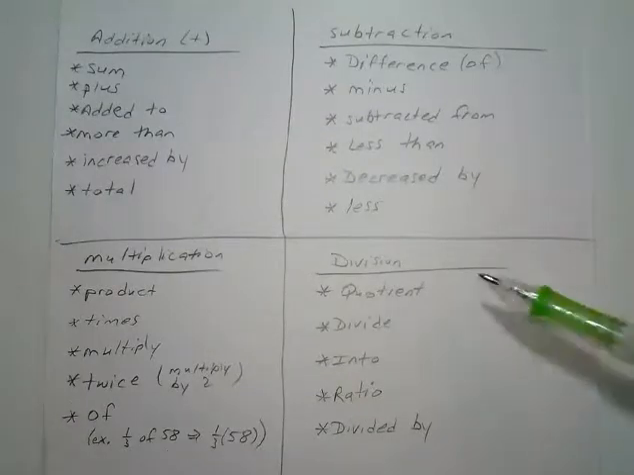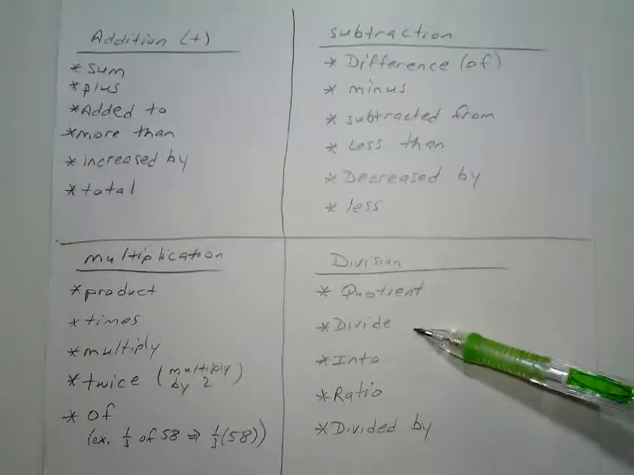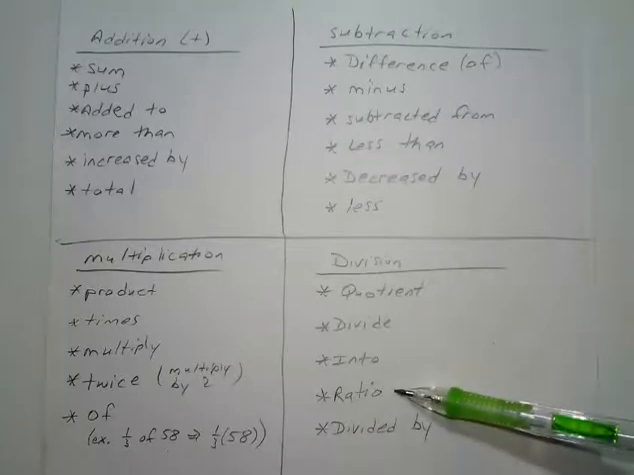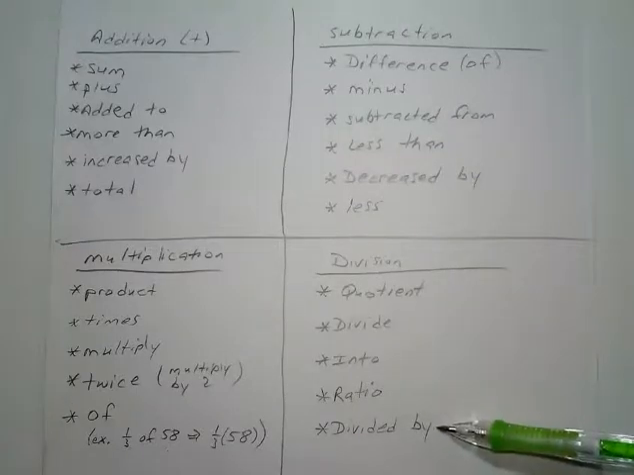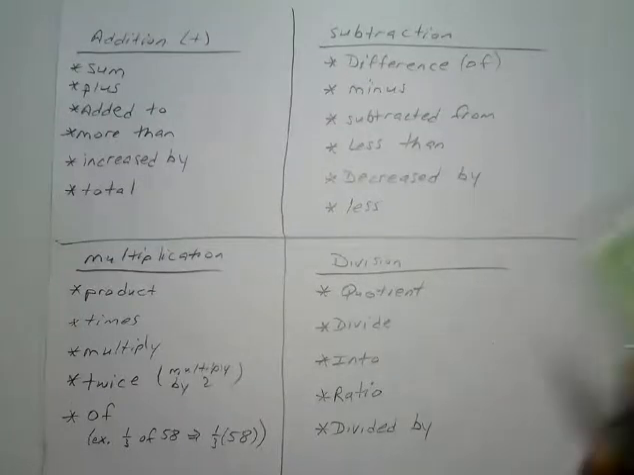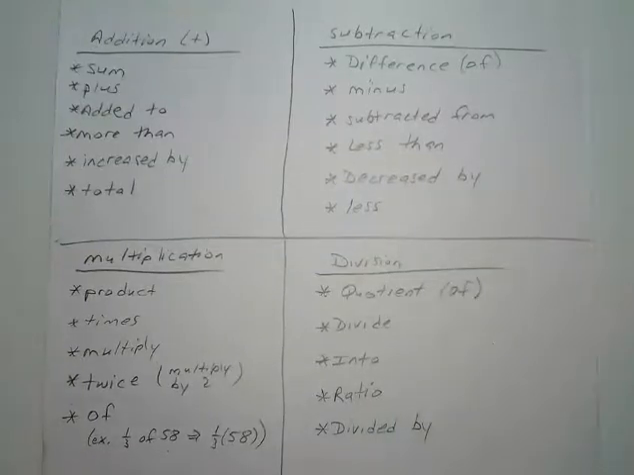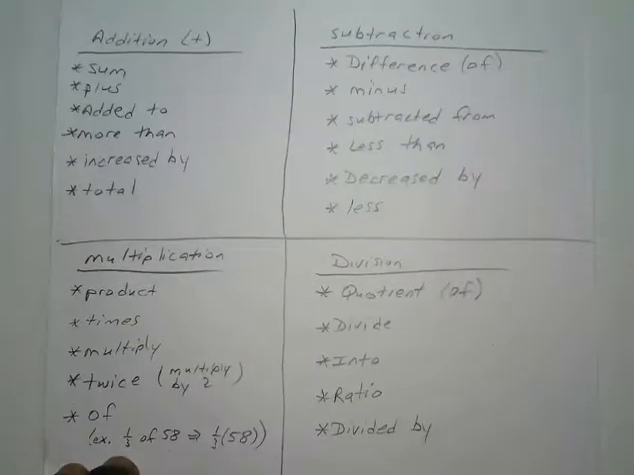For division, you see the word quotient, divide, into, ratio, or divided by. You could also see the term quotient of. If you're still writing, please feel free to press pause. We still have one more group of terms to go over, so I'm going to go ahead and go to that last group.